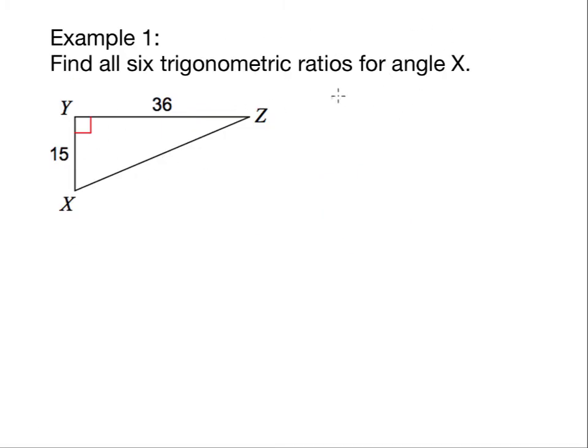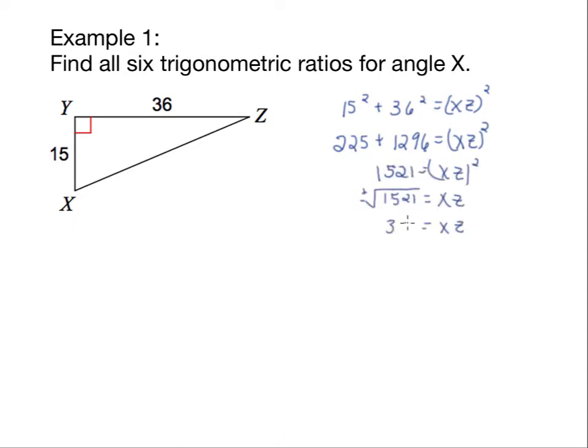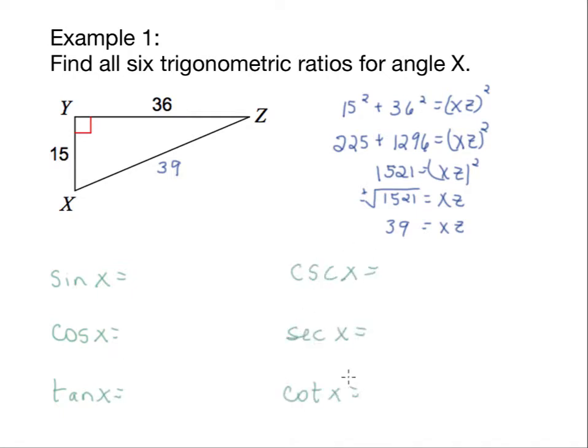Now let's do an example. For example, when we want to find all 6 trigonometric ratios for angle x. So first thing I got to do is figure out the length of the missing side, or side xz in this example. So I use Pythagorean theorem, and I simplify down. And I find the side xz is 39. So now I'm going to list my 6 trigonometric ratios in order so I know what I need to figure out. Remember my reciprocal identities. So I have sine of x, cosine of x, tangent of x, and then reciprocal identities, cosecant of x, secant of x, and cotangent of x.